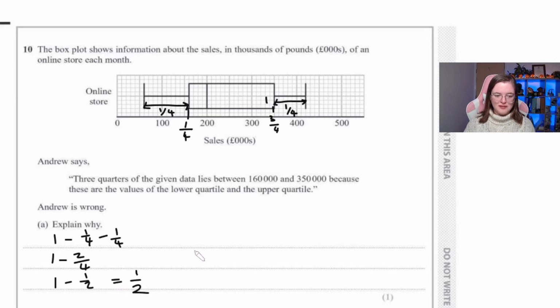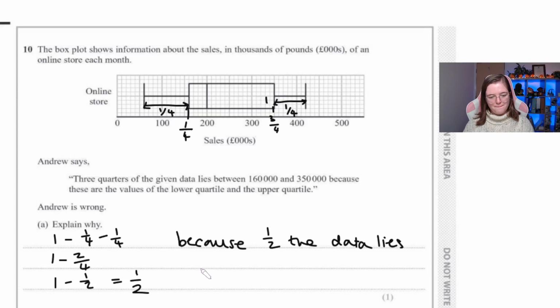So Andrew is wrong. Explain why. Because half the data lies between the upper quartile and the lower quartile.